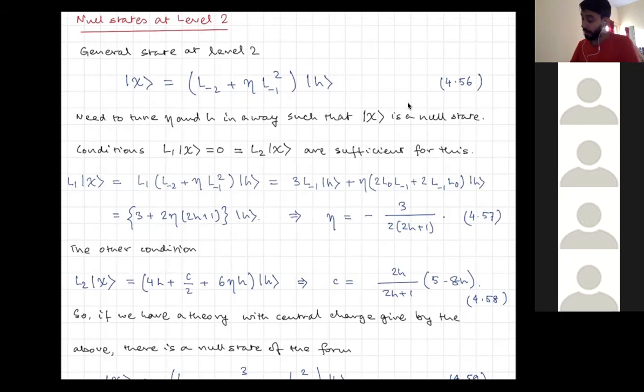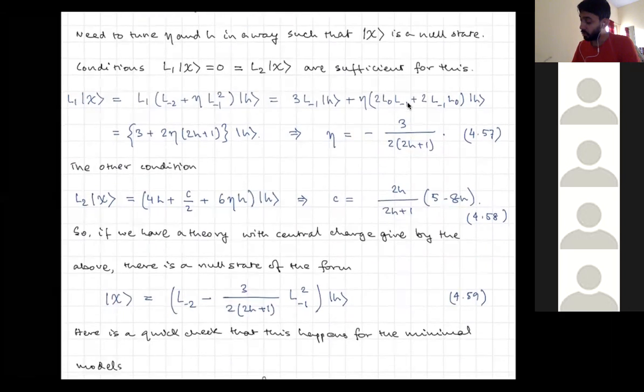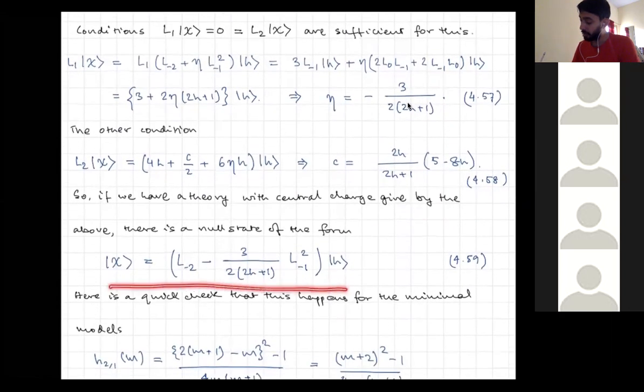Now, L1 acting on chi equal to 0 allowed us to fix what eta was. And L2 gave us an expression for the central charge, okay? Now, so this meant that if you have a theory with central charge which was given by this, then there was always a null state at level 2 of the form this, right? So this is what we saw.